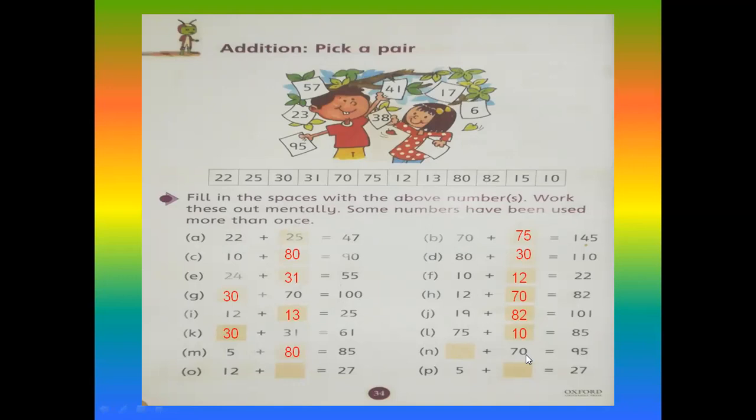The given number's first digit is 0. It means the first number's digit will be 5. So which one is it? 25 and 15. You can first check 25. 5 plus 0 is 5, and 2 plus 7 is 9. So 25 will come here.